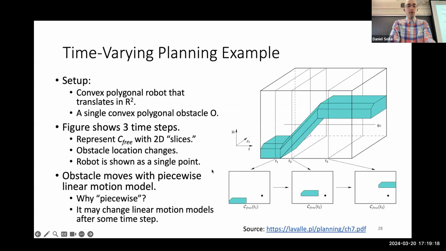All right, here's an example. There's a convex polygonal robot that translates in R2 and a single convex polygonal obstacle O. Now, in this example figure, we're just showing the robot as, again, a single point, but you can also think of it as a polygonal robot. So what this is showing is T1, T2, and T3 are different time slices.